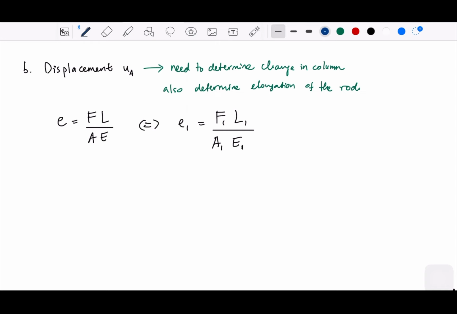So remember, F1 is negative 5.4 kilonewton. L1 is 3 meter. And A1 is 1290 millimeters squared. And then E is 200 GPa, so 200 kilonewton over millimeter squared. If we check the units, I think we've basically done. It's in the distance, in meter. But I think we need to change to millimeter because of the decimals.